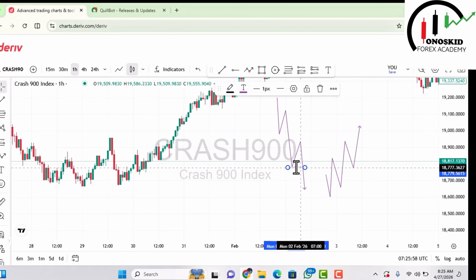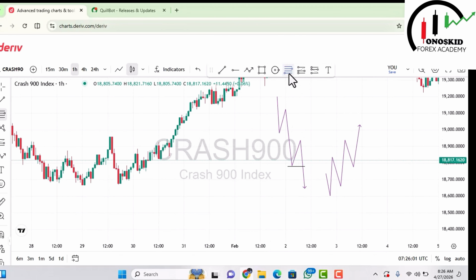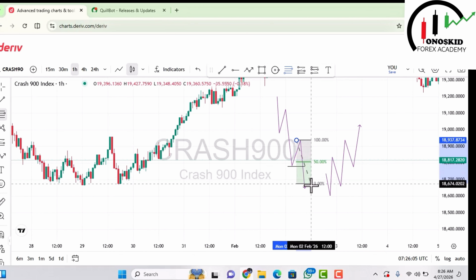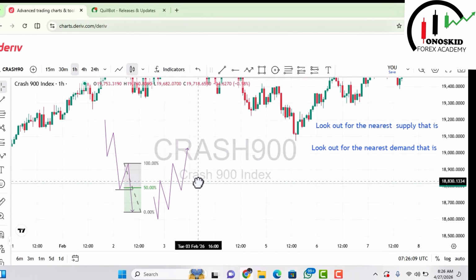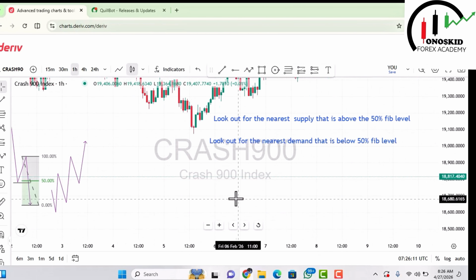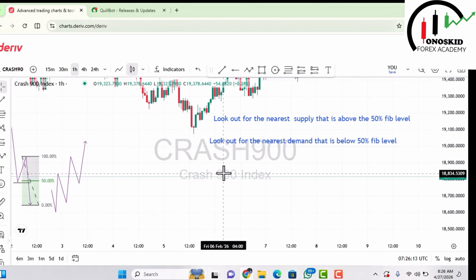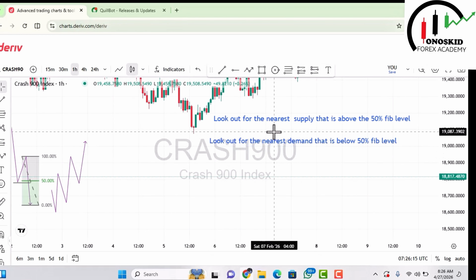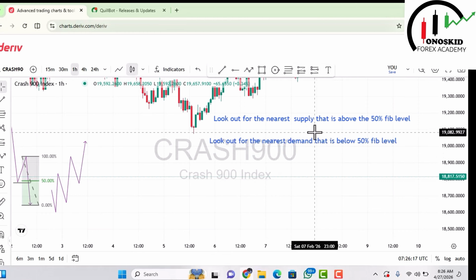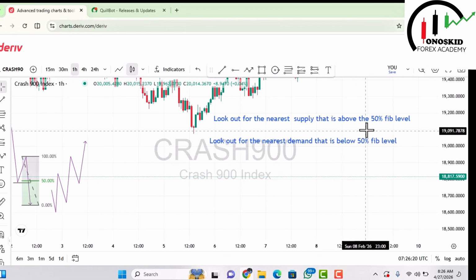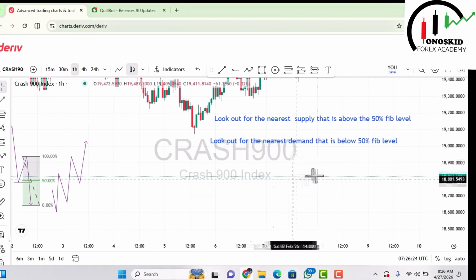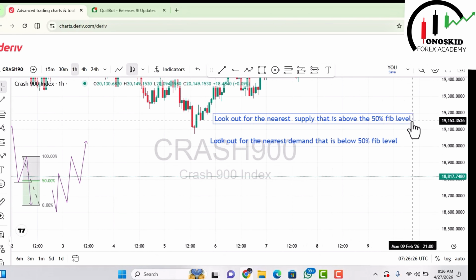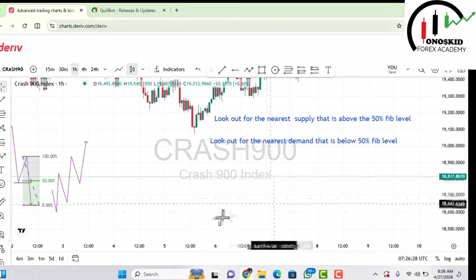Now when you mark it out, the next thing is to use your Fibonacci to check and wait until price retraces above the 50% fib level. I think I wrote it somewhere. Here. Yeah, this is it. So the first thing you must do is to look out for the nearest supply that is above the 50% fib retracement level after a break of structure. That should be the complete statement. After a break of structure, it should be there.